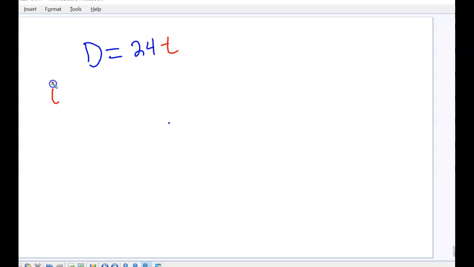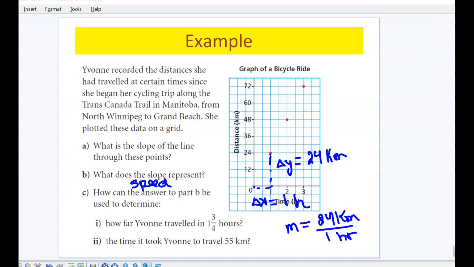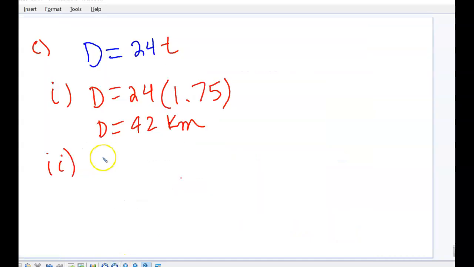Okay, so for Roman numeral 1, they want to know the distance. Our time was 1 3/4 hours. So 1 3/4 is really 1.75. So if we get our calculator, 24 times 1.75 is going to equal 42 kilometers.